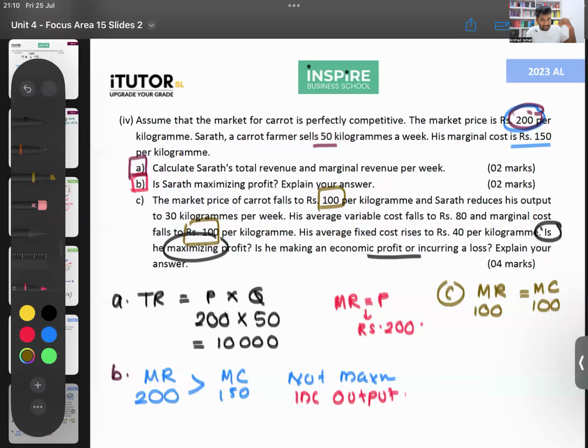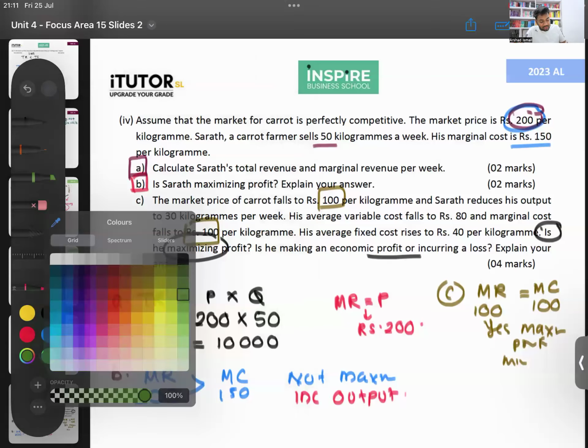If he's making a profit now, he's maximizing the profit. If it is a loss now, he's minimizing the loss. Whatever it is, he's in the best possible situation: either he's getting the highest possible profit, or if it's a loss, he's minimizing the loss. So you can say yes, he's maximizing his profit, or minimizing his loss. Our next one is profit or loss.